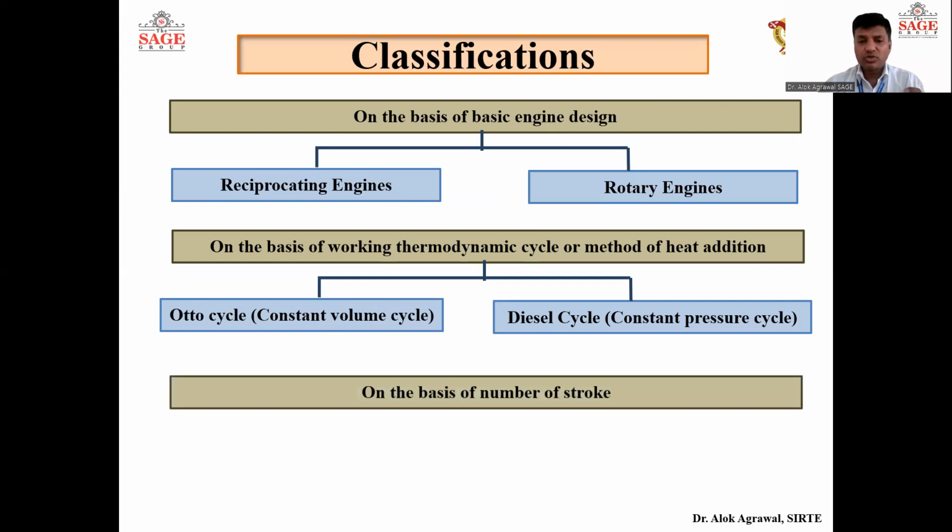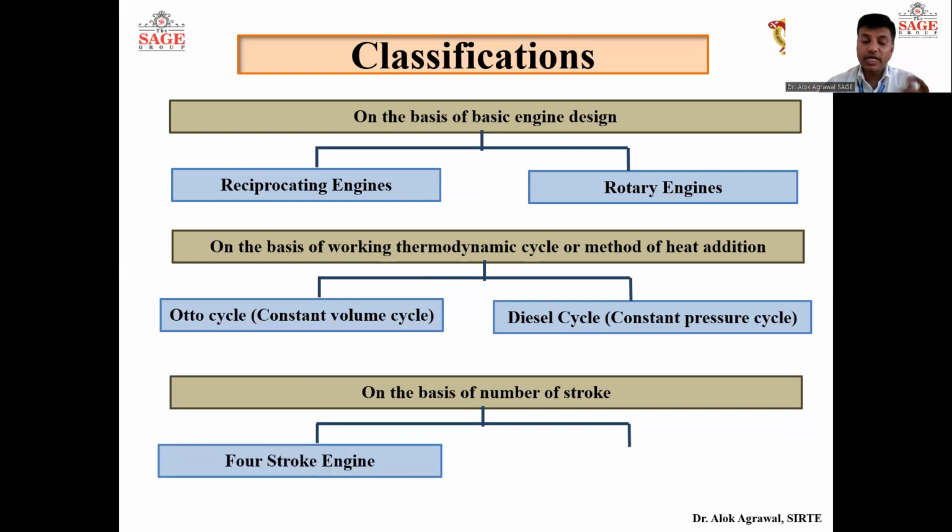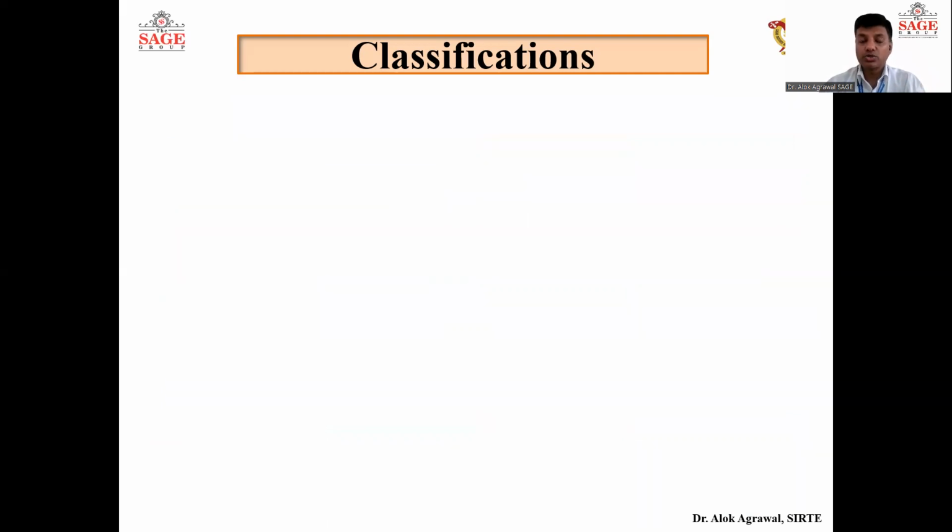Again, on the basis of stroke, we will see all these things in very detail later on. Just for the classification purpose, I am discussing it here because in previous papers this question has been asked. Then on the basis of number of strokes, because generally we will be studying reciprocating engines. In a reciprocating engine, there will be a stroke when it goes from one end to another end. We call it a stroke. So on the basis of number of strokes, it can be a 4-stroke engine or a 2-stroke engine.